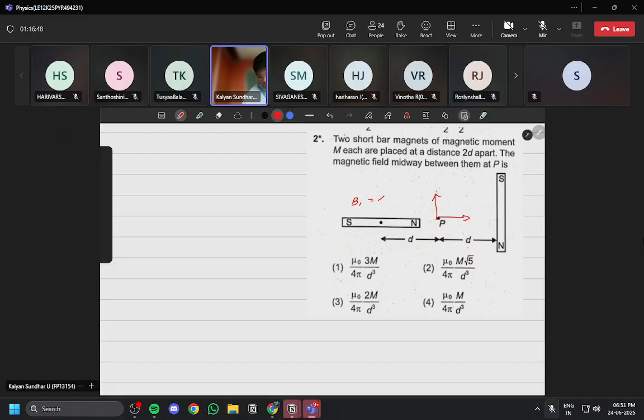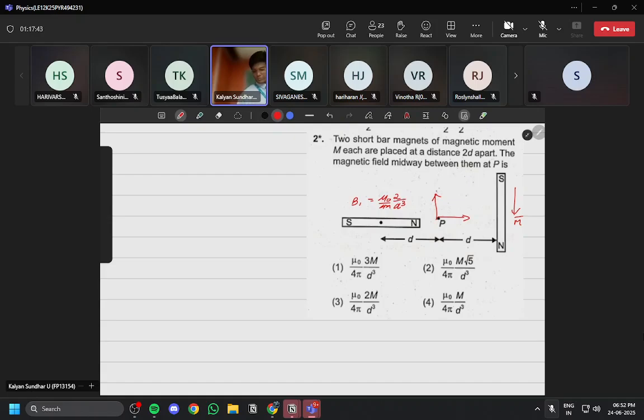So B1 will be mu naught by 4 pi, distance is how much? d cube, into 3 cos square theta plus 1, so 4. The magnetic dipole moment points from south to north, so the field produced is along the same direction for the axial one. For the equatorial one, the dipole moment direction is like this, so the magnetic field direction here is opposite. It is the same concept we studied in electric field. So this will be under root of 3 cos square theta plus 1, so it will be 2 times.